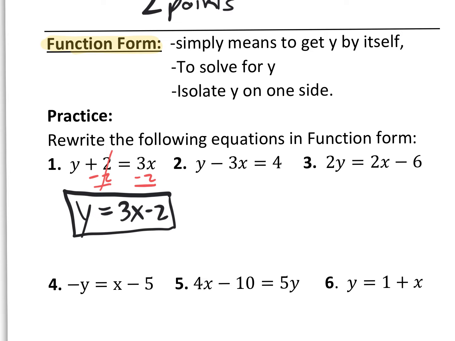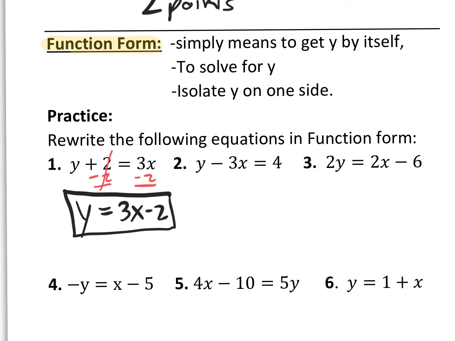Now, again, a function is like a machine. When you have it set up like this, it's really easy to plug in inputs into your x's and pull out outputs, which are your y's. But anyways, on this section right here, all we're really practicing is how to rewrite an equation in function form, which simply means to solve for y, to get y by itself on the left side of the equal sign, to isolate the y on one side, especially the left side.